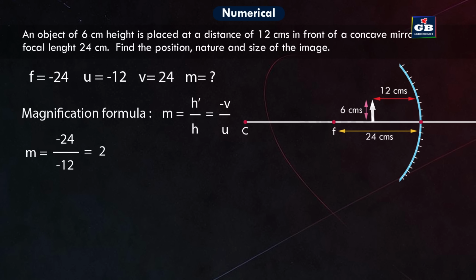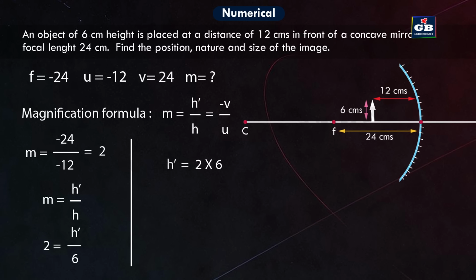Now let us find the image size. For this we take the formula M is equal to H dash by H. H dash means height of the image. So we need to find out that. Then H is 6. And we know the magnification, that is 2. Now let us substitute these values. So 2 is equal to H dash by 6. Then H dash is equal to 6 into 2. It is 12 centimeters. So the image height is 12 centimeters.